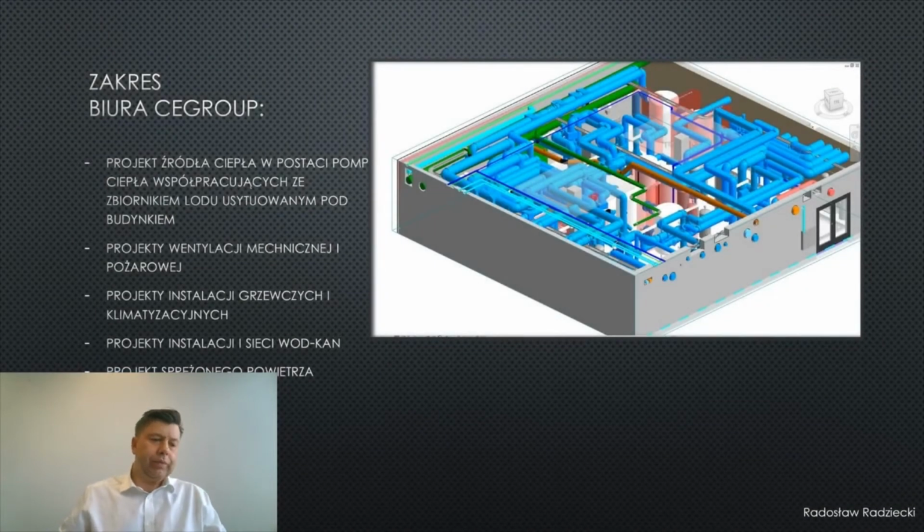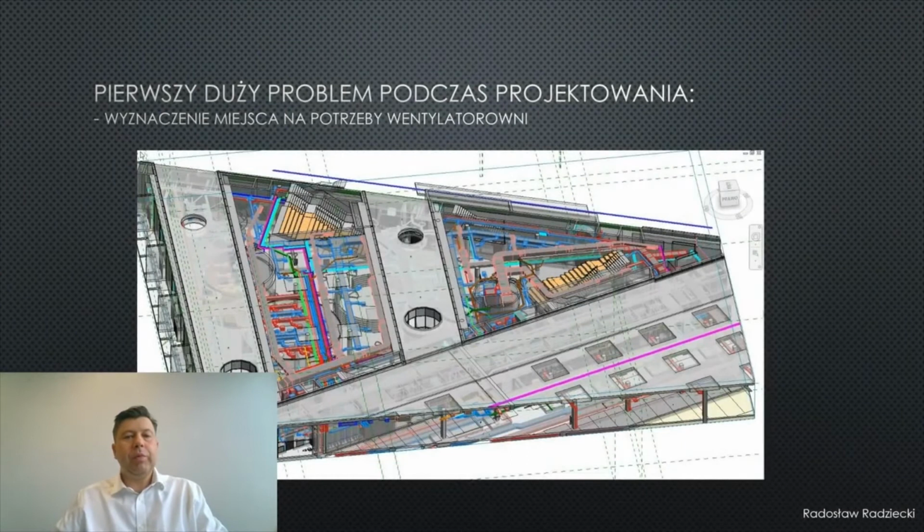The scope of the CE Group designing office was very interesting: a source of heat and cold using heat pumps, using the tank located under the building. We also had fire safety installation, heating installation, HVAC installation, networks and sewer system, compressed air installation, and the road system.